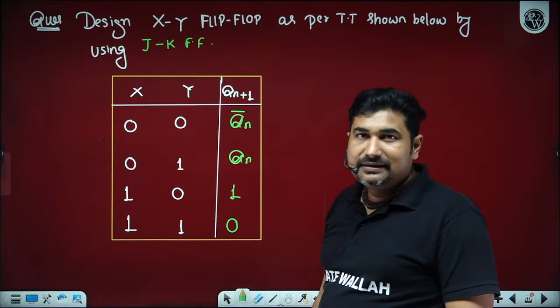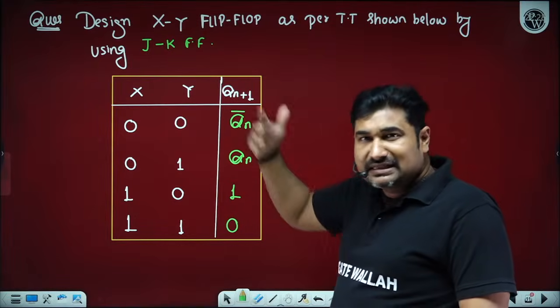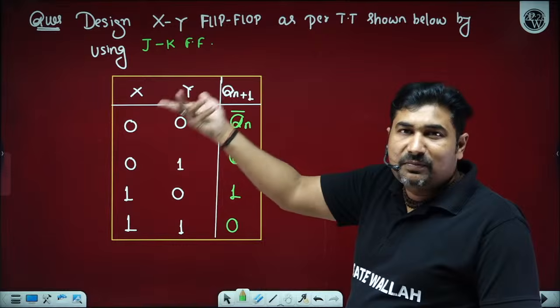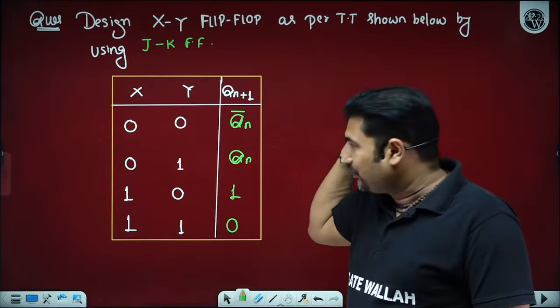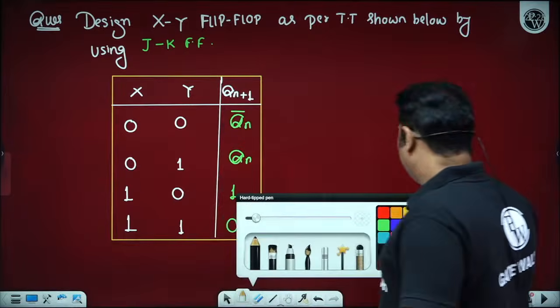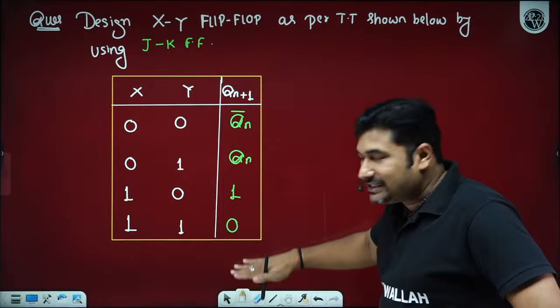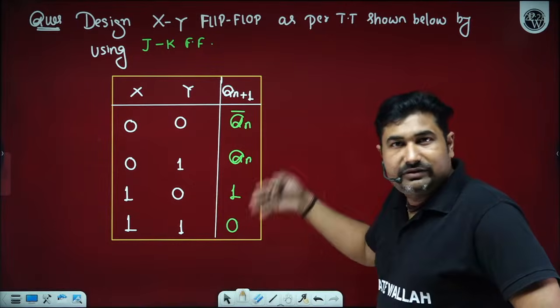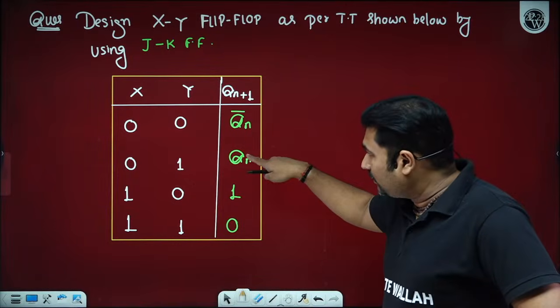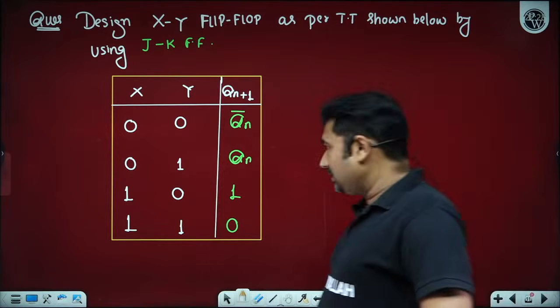Yes, sir. And we want to design it by JK flip-flop, just like we designed a T flip-flop or a D flip-flop. So let us discuss X, Y and Qn plus 1. If you want, you can change it. Whatever you want, you can fill, like 0, Qn bar, Qn, 1, anything. Whatever you want, you can design that particular flip-flop.